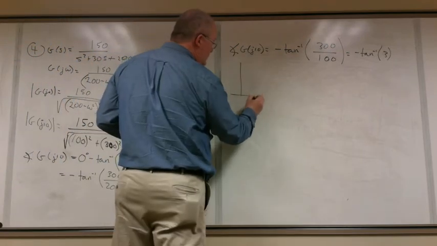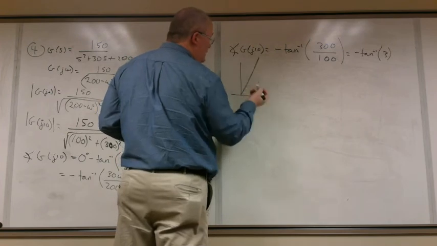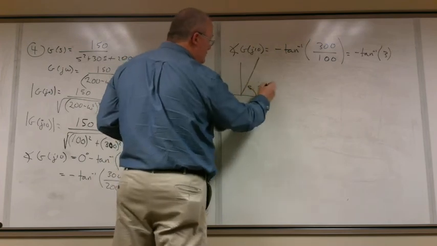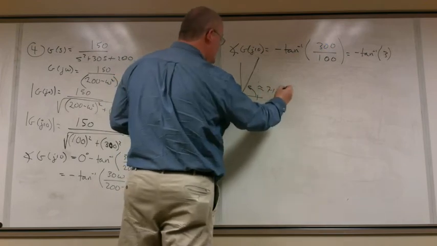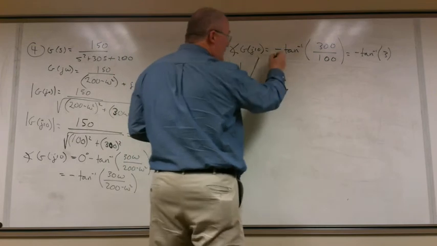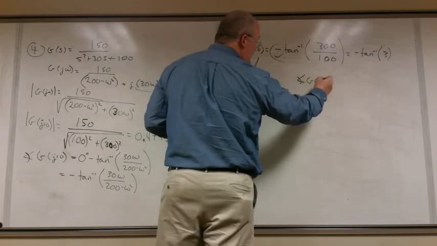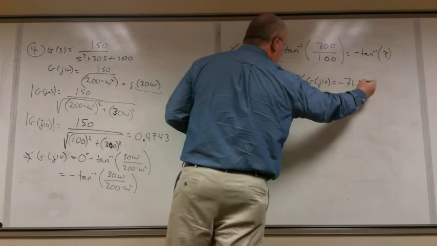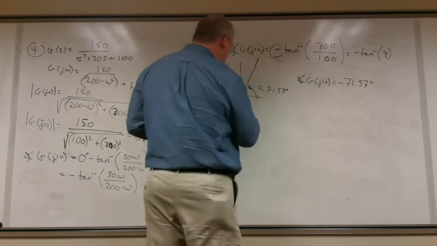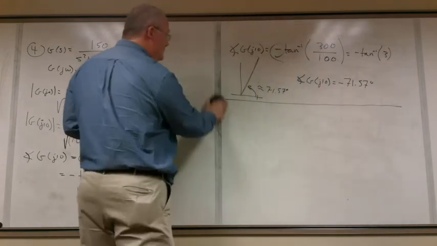I go one part over, and I go 1, 2, 3 up. That angle, I buy that that's about 71.57 degrees. And so I've got to remember that I'm going to use that, so the angle of G of j10 is going to be equal to minus 71.57 degrees.